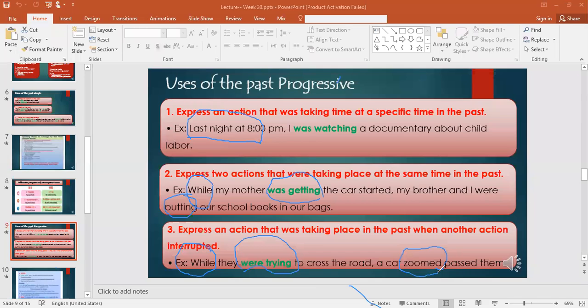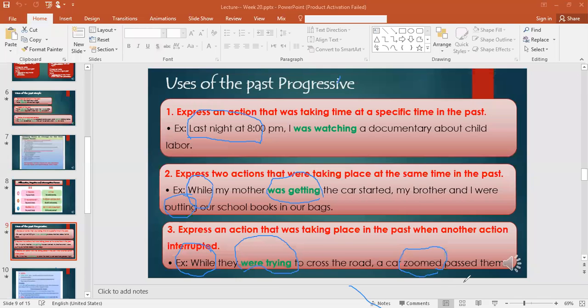Okay? But I want you to know something very important. The first action is in past progressive, while the action that interrupted it is in simple past. Very good, Ali. This is what I was going to say. The action which was in progress takes place in the past progressive, while the action which interrupted is used in the past simple, as you can see. So here zoomed is used in the past simple because it is the action which interrupted. Are the uses clear?